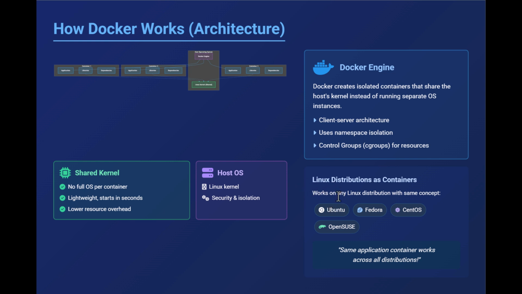And finally, at the bottom right, you will see how Docker works consistently across all major Linux distributions, whether it's Ubuntu, Fedora, CentOS, or openSUSE. The same container image will run on all of them without any changes. That's the real power of Docker. The same application container works across all distributions. So to summarize, one Docker engine, multiple isolated containers, and one shared kernel. Super fast, super efficient. Let's move to the next slide.